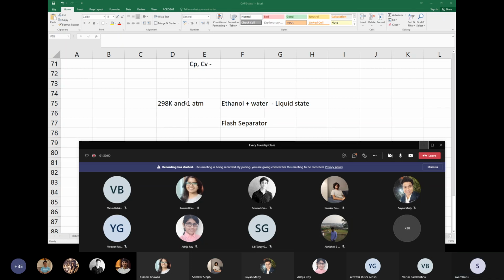Soumik, can you answer? Yes, sir. How much amount of liquid will come and how much amount of vapor will come? Soumik, please answer. Will it form any vapor at that conditions? So inside the separator, the pressure drops, then it will form vapor.